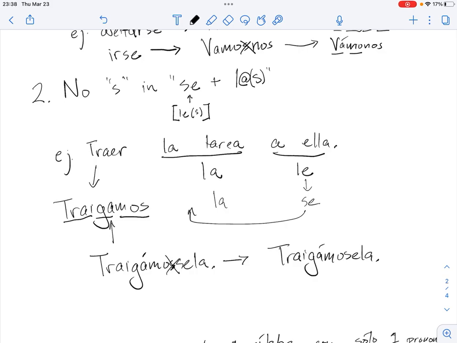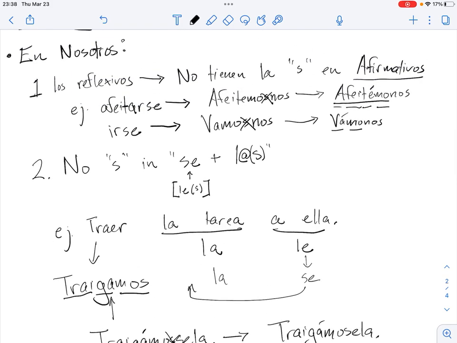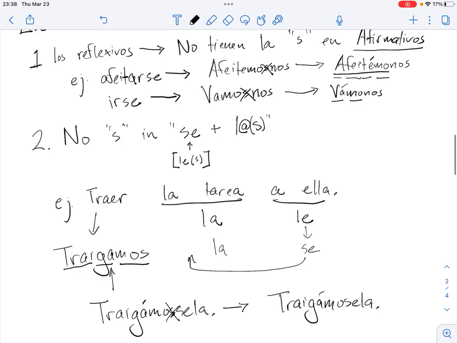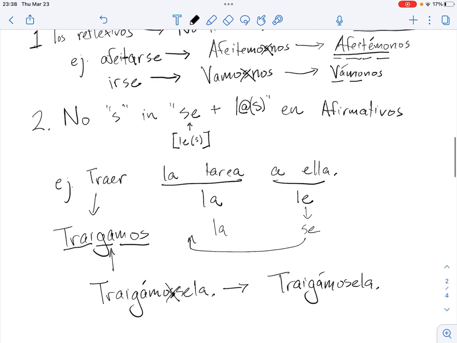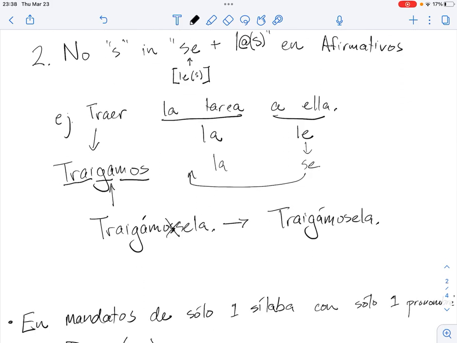And keep in mind, this is only in dealing with the affirmatives. Let me make sure that I just reaffirm that here. Right. In the negatives, for example, it would be no se la traigamos. And now we can put the S back there. Okay?